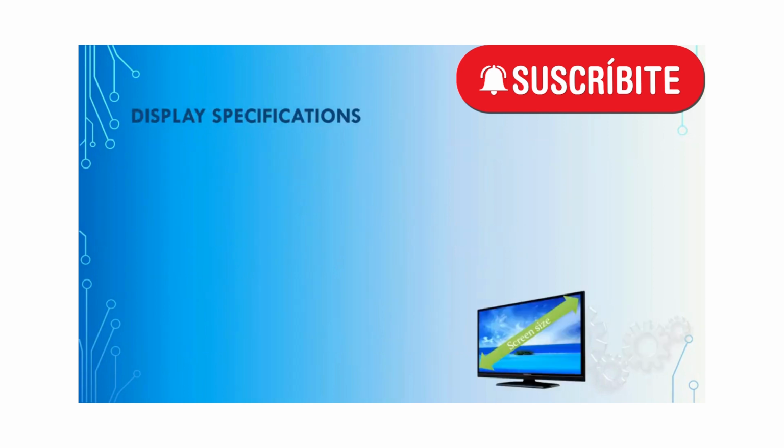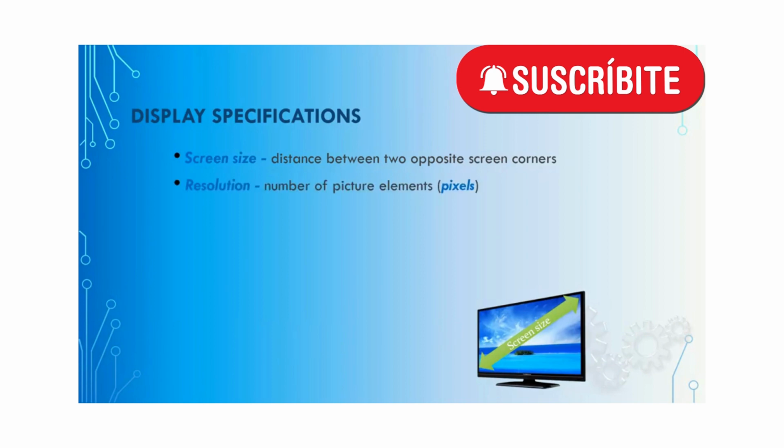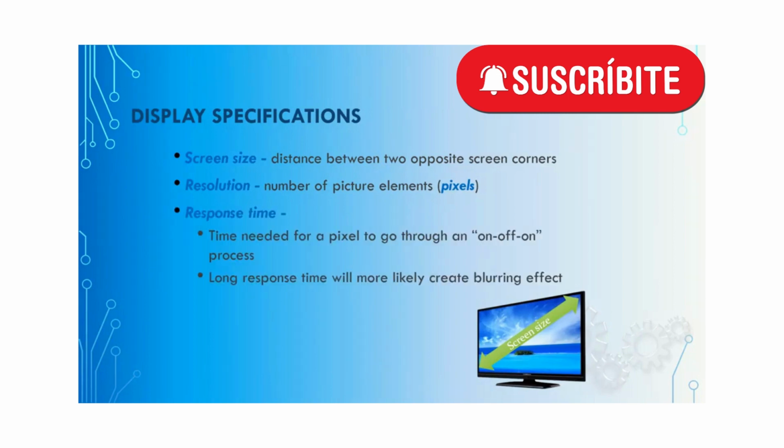When we talk about display specifications, we talk about things like the screen size, which is the distance between the two opposite screen corners, as shown in the picture. We also talk about the resolution, which is the number of picture elements, or pixels, that a screen can display. We also talk about the response time, which is the time needed for a pixel to go through an on and off process. The longer the response time, the more likely that we will encounter a blurring effect.